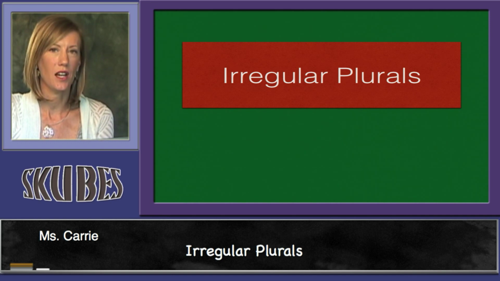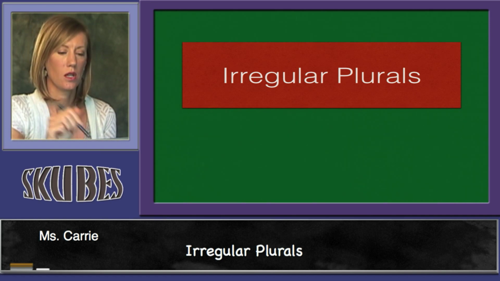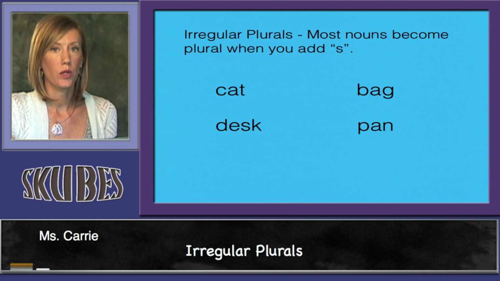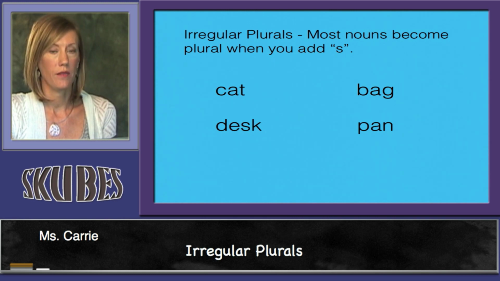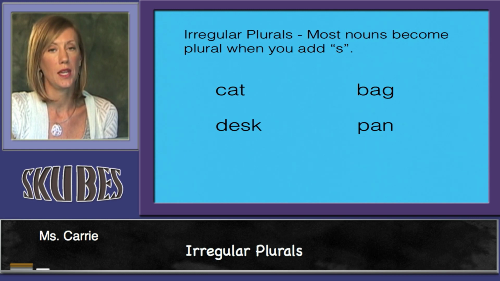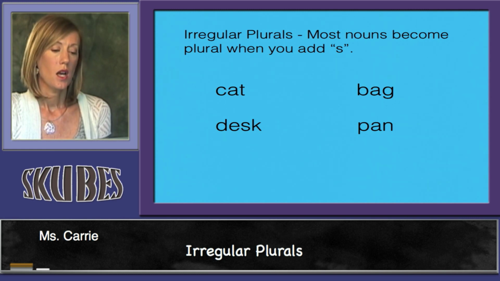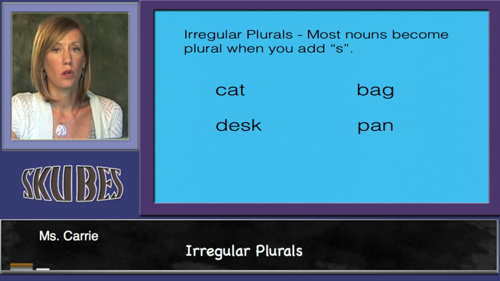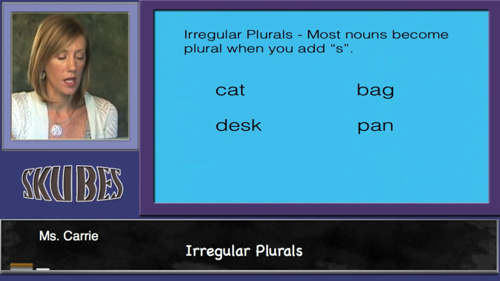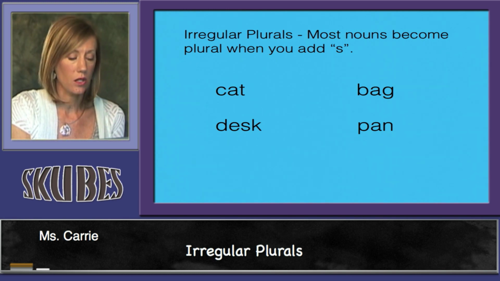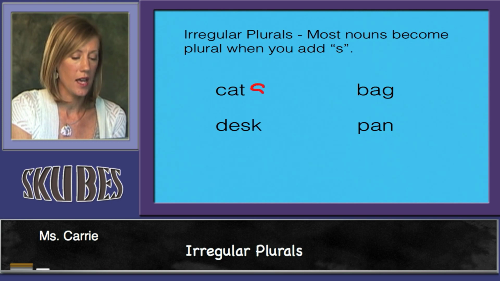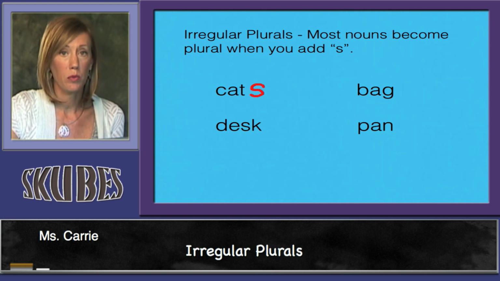Hello, this lesson is on irregular plurals. Now, plurals are words that mean more than one. We have singular words that mean one, like cat, and a plural would be cats, more than one. Now, most nouns become plural when you just add an S. Cat would be singular, and if we added an S, cats would become plural.